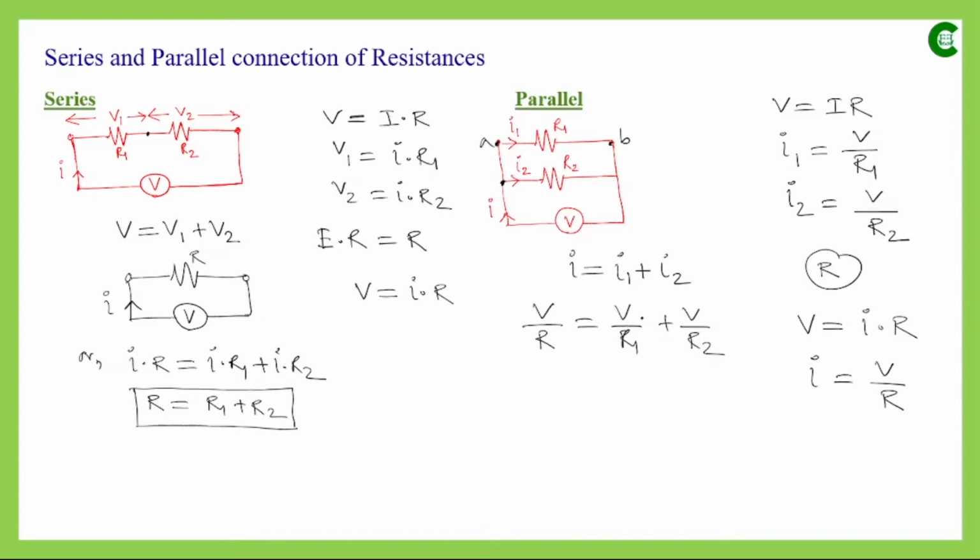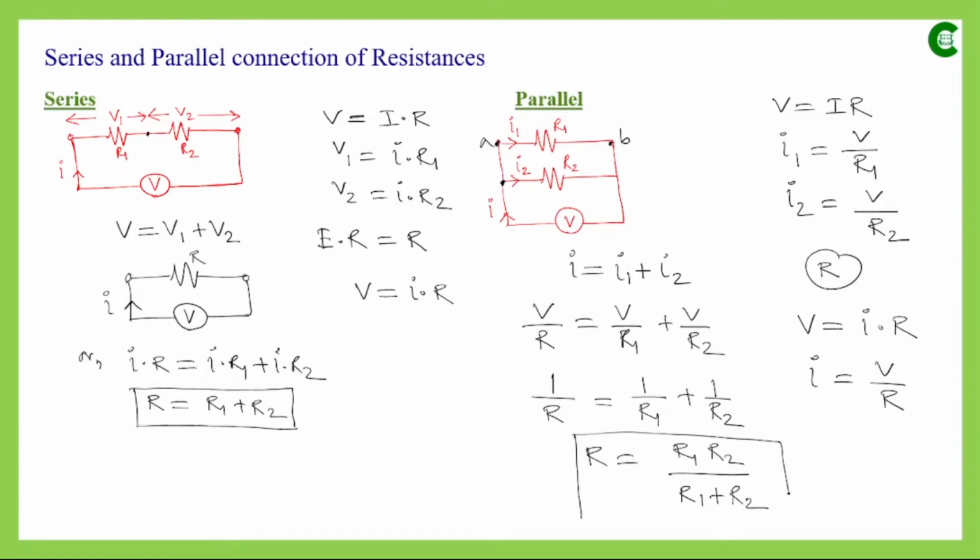Now since V is common on both sides of that equation, and has a non-zero value, that term will vanish from both sides, and what will remain finally in the modified equation is 1 by R equals 1 by R1 plus 1 by R2. And if we simplify further, then R will be equal to R1 multiplied by R2 divided by R1 plus R2. So this is the equivalent resistance value of the parallel connection of two resistors.